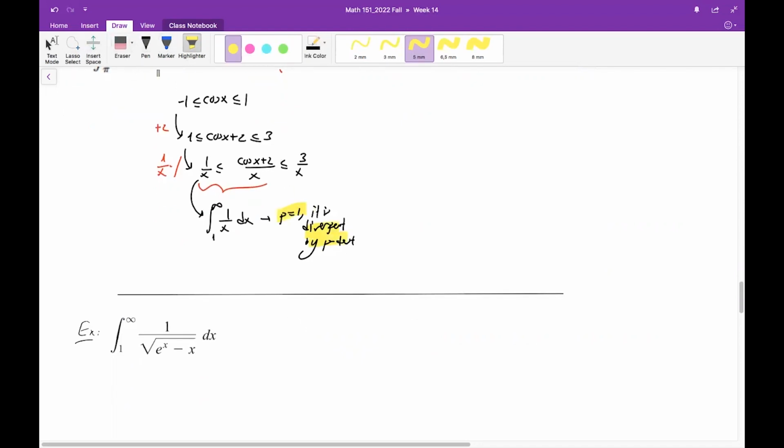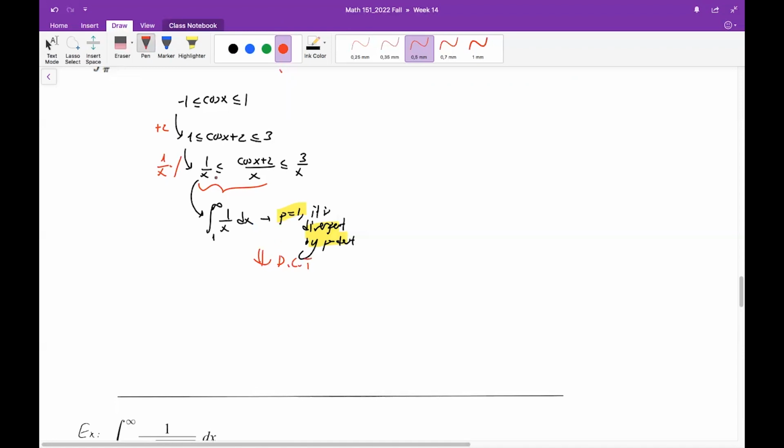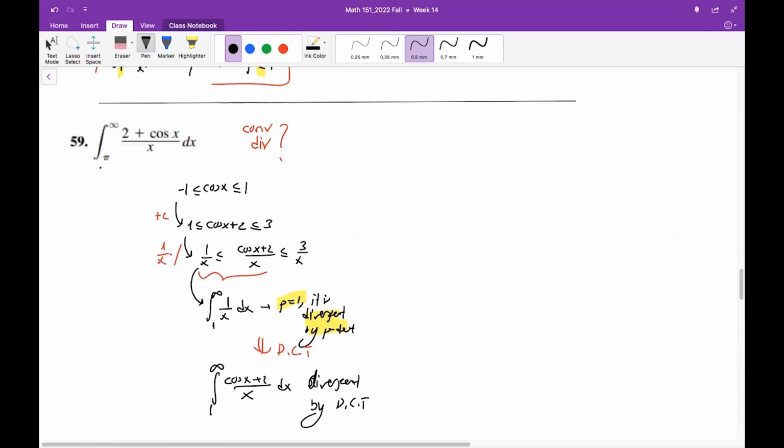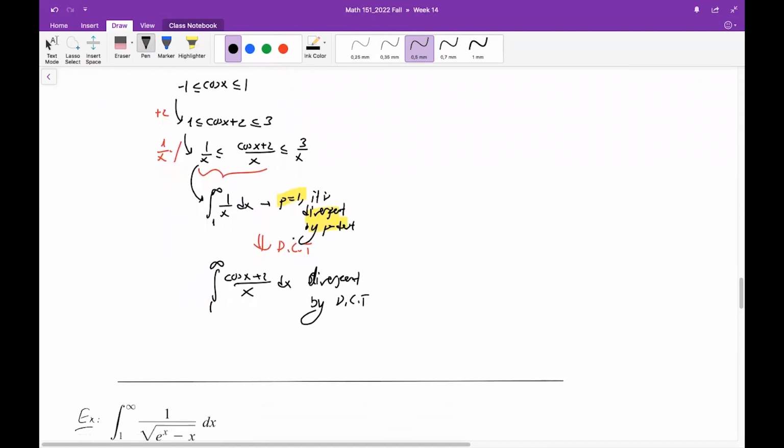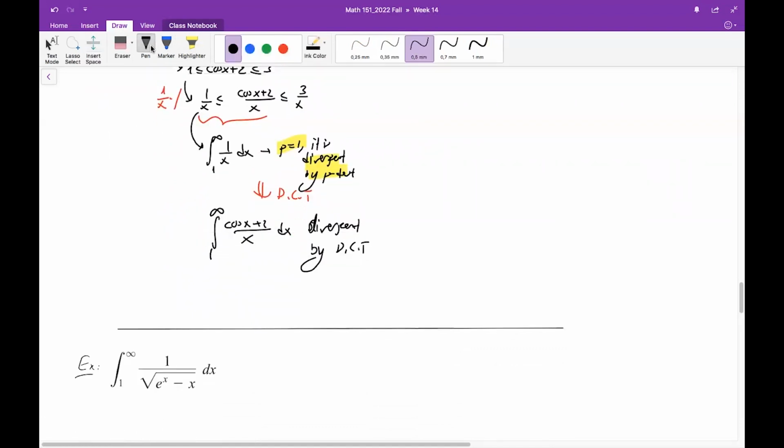Right, p is 1, divergent by the p-test, then we should use the direct comparison test to conclude that the function with the smaller values is already divergent, meaning that this function from 1 to infinity should diverge too. It is also divergent by direct comparison test. Now you need to fix the lower boundary from 1 to pi, right? If the integral with boundaries from 1 to infinity is divergent, then when you change the lower bound, which is 1 to pi, the result won't change. It will also be divergent.